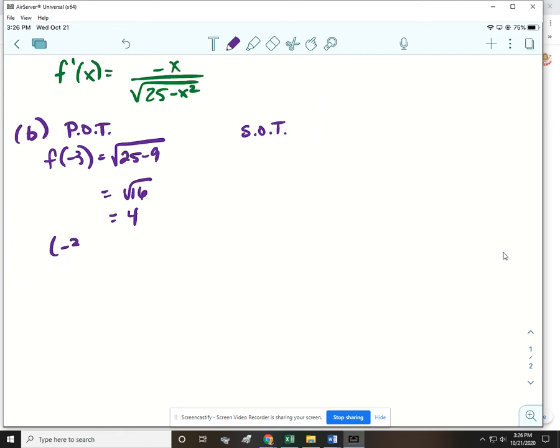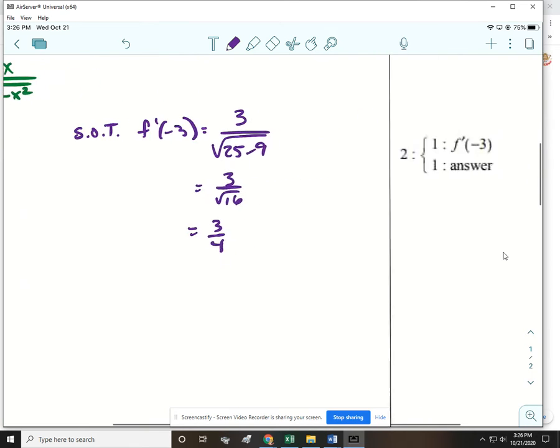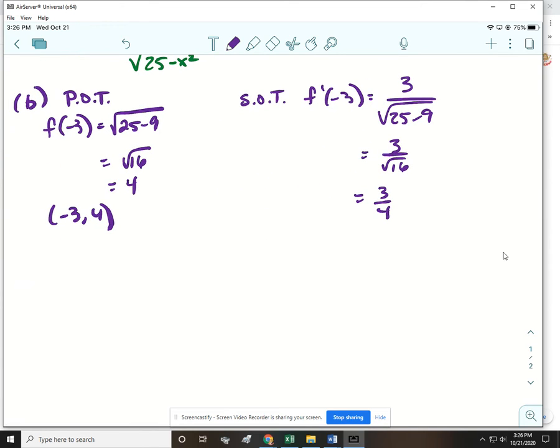So that's going to be a point of -3, 4. Slope of tangency, we use the derivative. That's going to be a slope of 3/4. So then our final tangent line, we're going to have y minus 4 equals 3/4 times x plus 3.